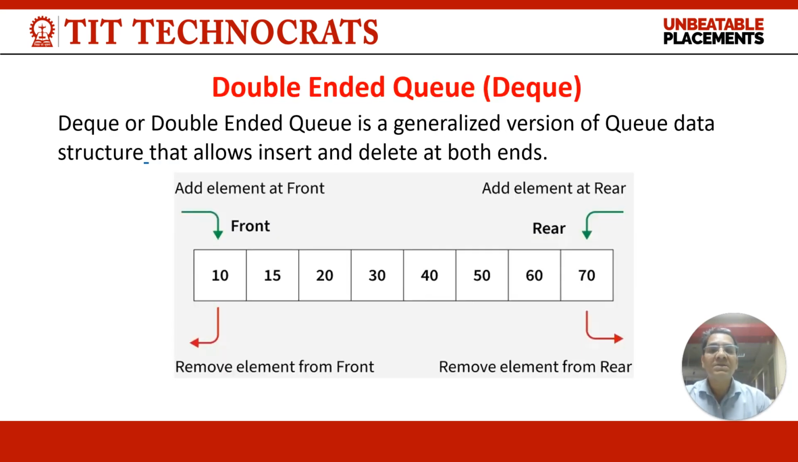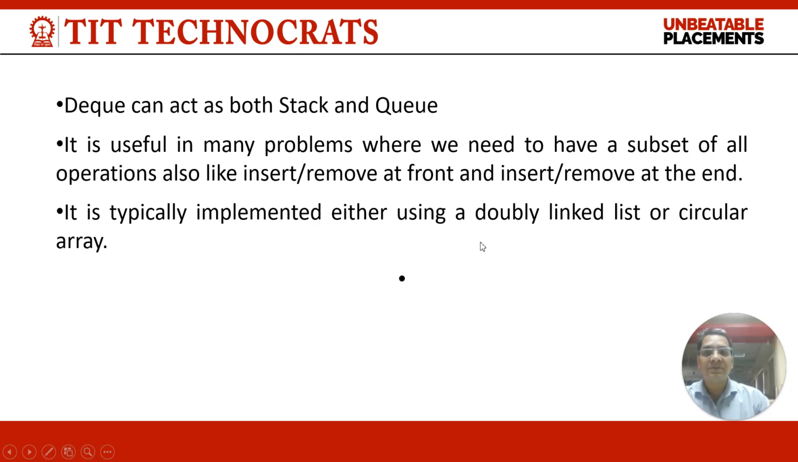Next variation of the queue is the double-ended queue, that is also called deque. A deque, or double-ended queue, is a generalized version of the queue data structure that allows insert and delete operations at both the ends. Here the operation is shown in the array form of the deque, where both ends work as front and rear, with add of element and remove of element from the front end as well as the rear end.